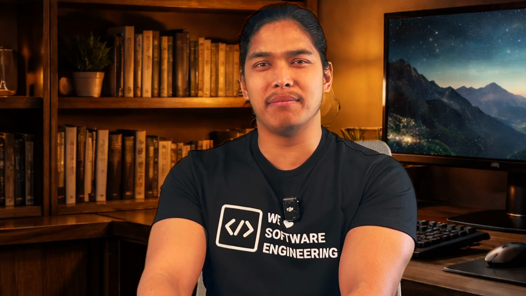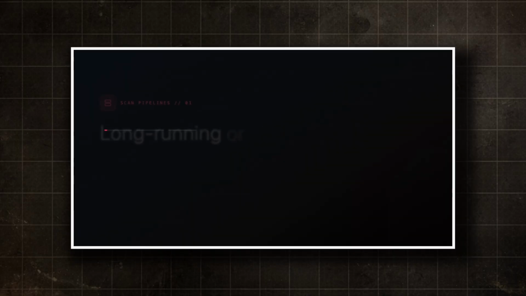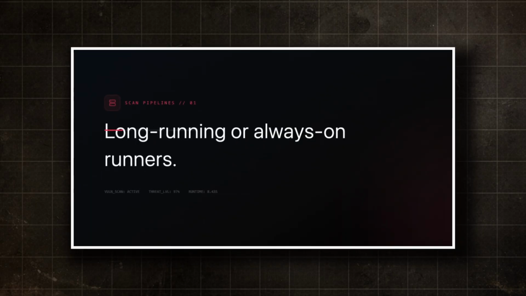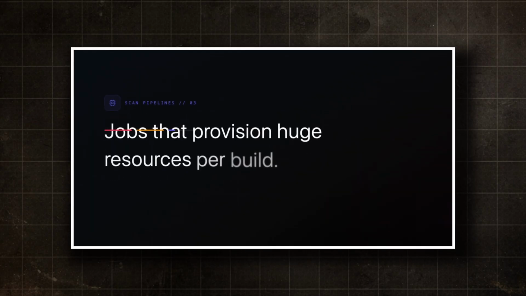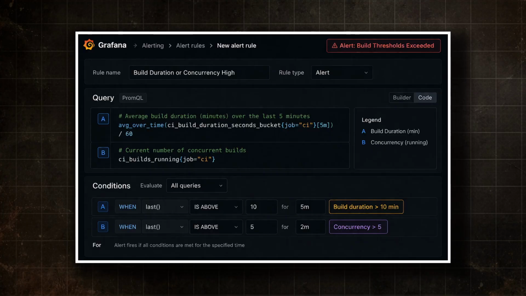As I said earlier, CI and frequent jobs are the main reason for high cost. A runaway job or poorly built cron job can burn your money quietly. So the first step is to scan the pipelines for long-running jobs, frequently running jobs, and jobs that require huge resources per build. You can reduce the frequency of those jobs if possible. Also, you can use spot runners for parallelizable jobs, and add a cache if possible. And the most important one, add alerts when the build time or runtime exceeds thresholds.